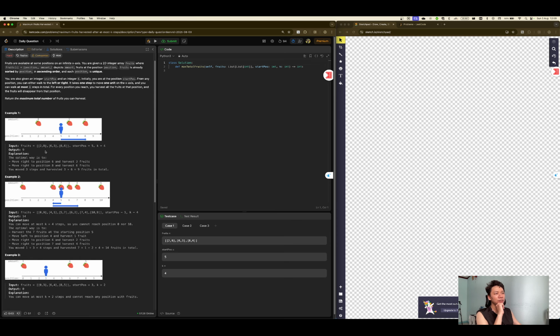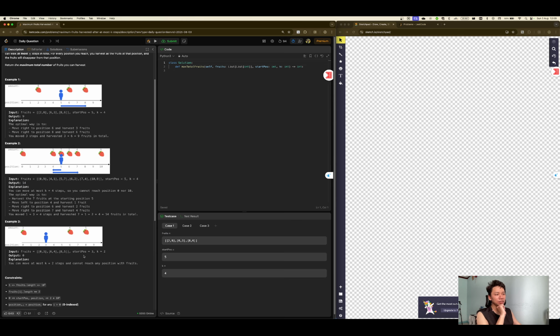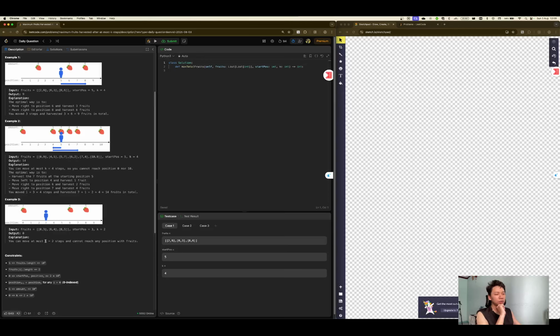Okay, check out the first example. Go to the one, two, three, on the three step, and you get 9. For example 2, you're gonna gain 1, 2, 7, and you got exactly 14. Example 3, you got k equal to 2, but the output is 0 because you can't reach any position with fruits. All right, check out the constraints. It's really large, about 100,000.